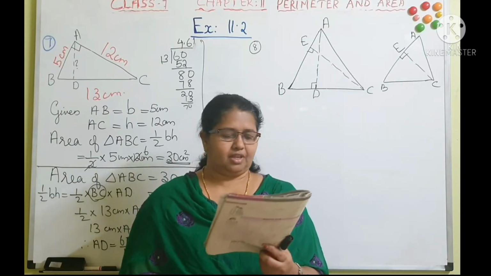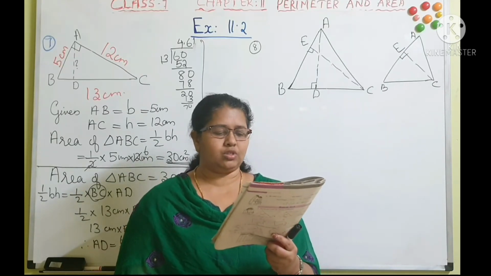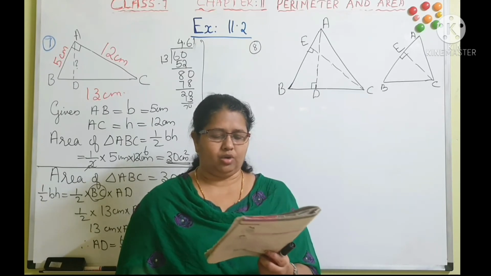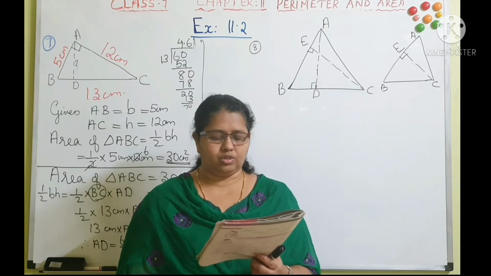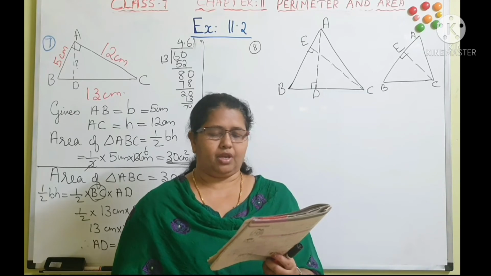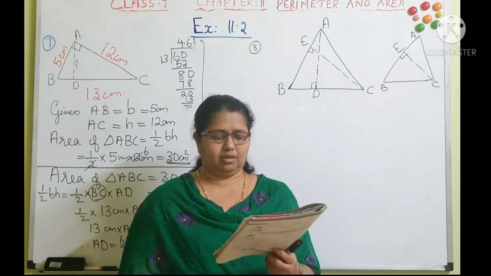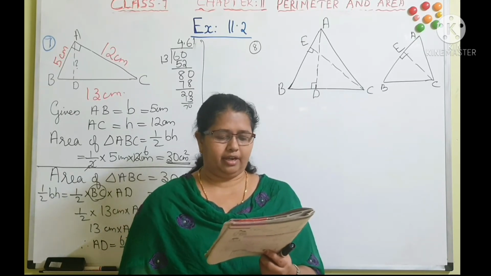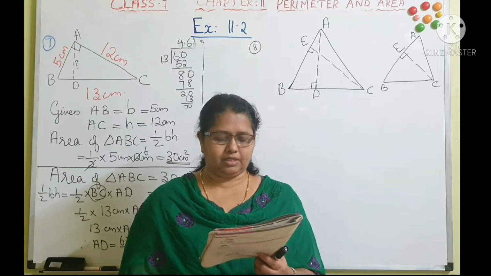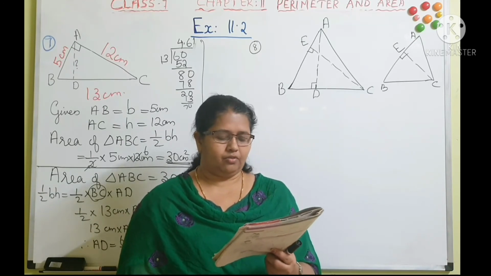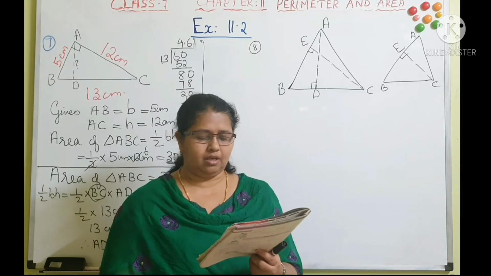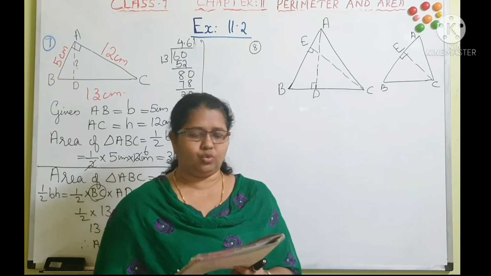Eighth question. Triangle ABC is isosceles with AB equal to AC equal to 7.5 centimeter and BC is equal to 9 centimeter. The height AD from A to BC is 6 centimeter. Find the area of triangle ABC. What will be the height from C to AB?